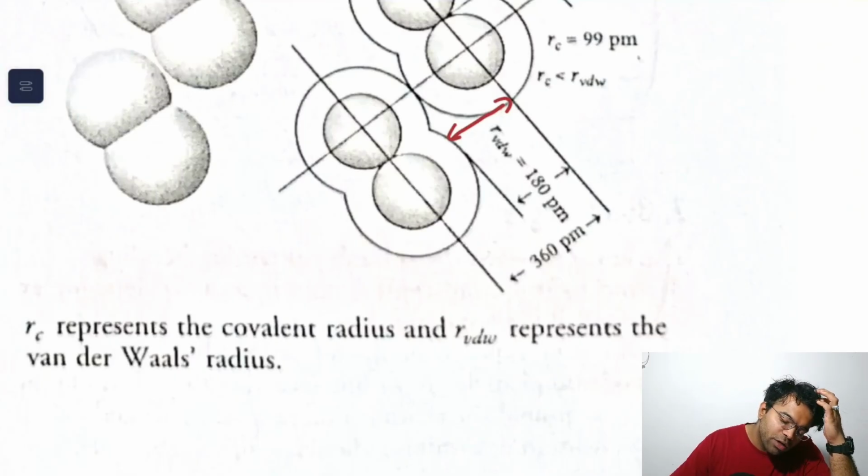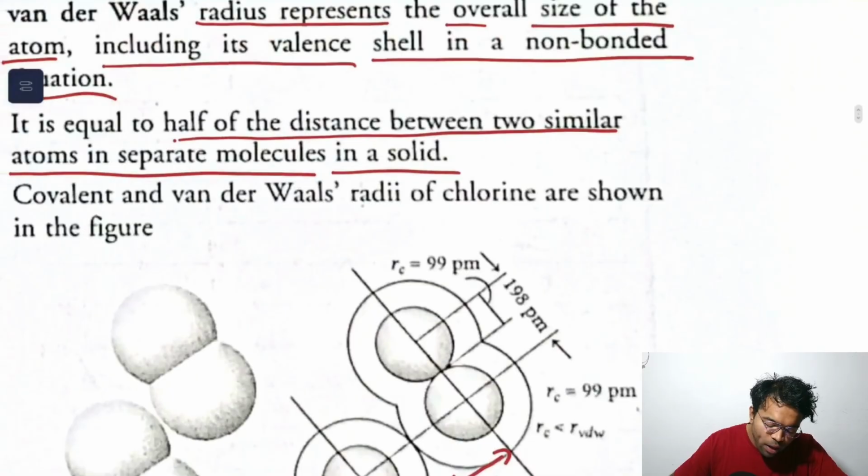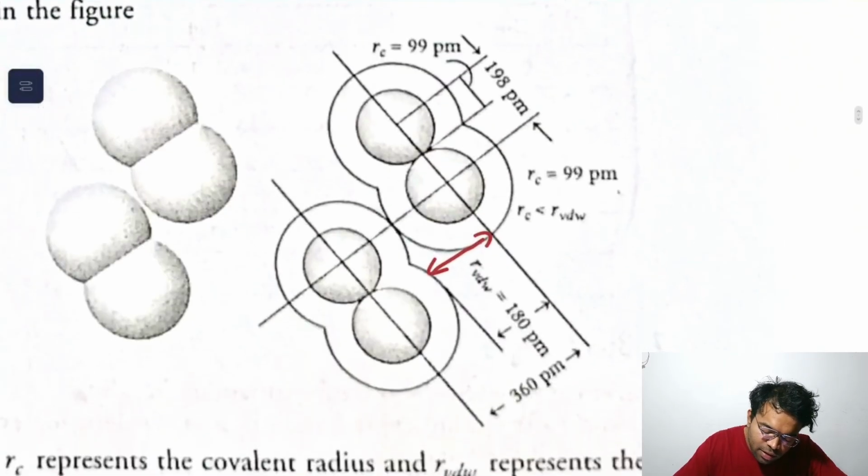So basically, you need to have two similar atoms, two similar atoms in two different molecules. The distance that is between them is called the van der Waals radius. The covalent and the van der Waals radius of chlorine are shown. See, this is known as the covalent radius, right? This is the chlorine molecule. This is also Cl. This is also Cl.